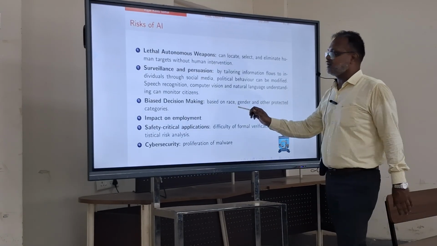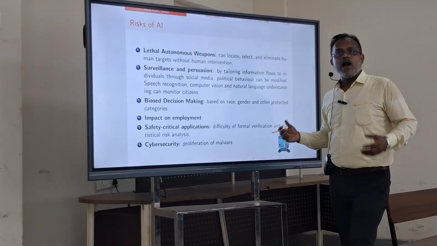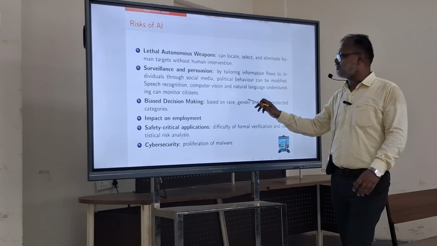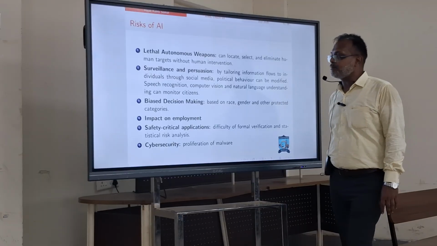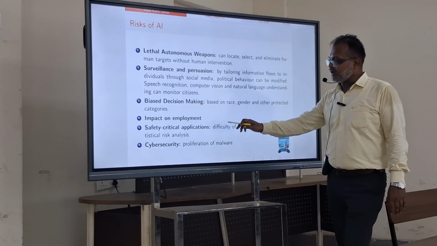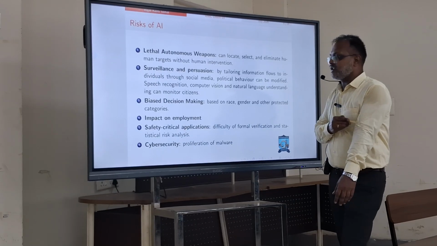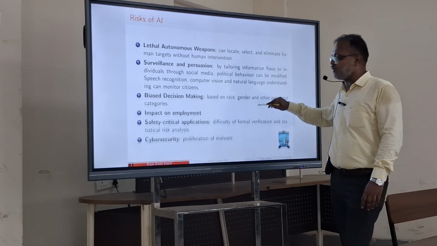Biased decision making. Yes, this is happening. When we build AI, our biases go into AI based on race, gender and other protected categories. Impact on employment, safety critical applications, difficulty of formal verification and risk analysis, cyber security. So malware.